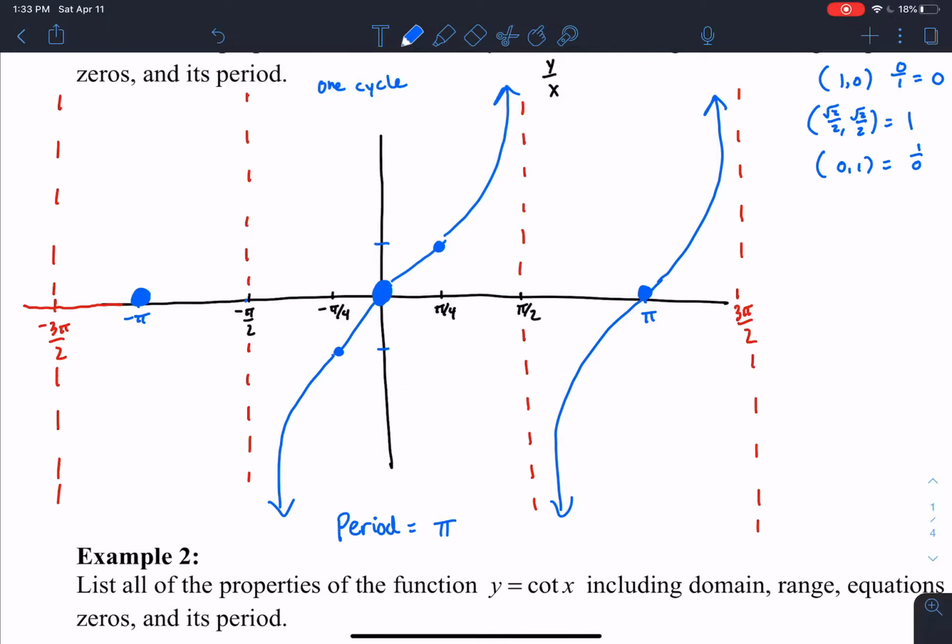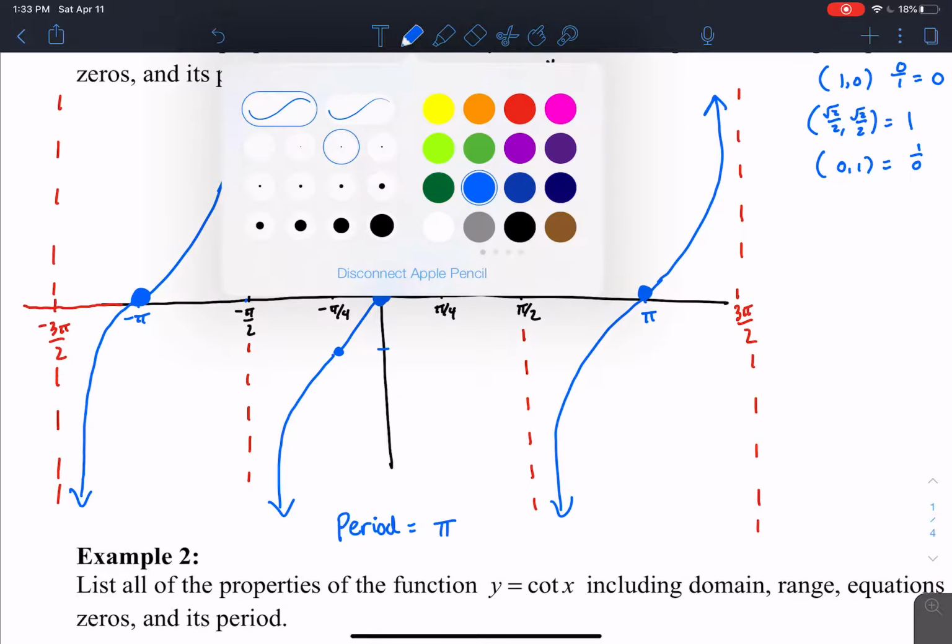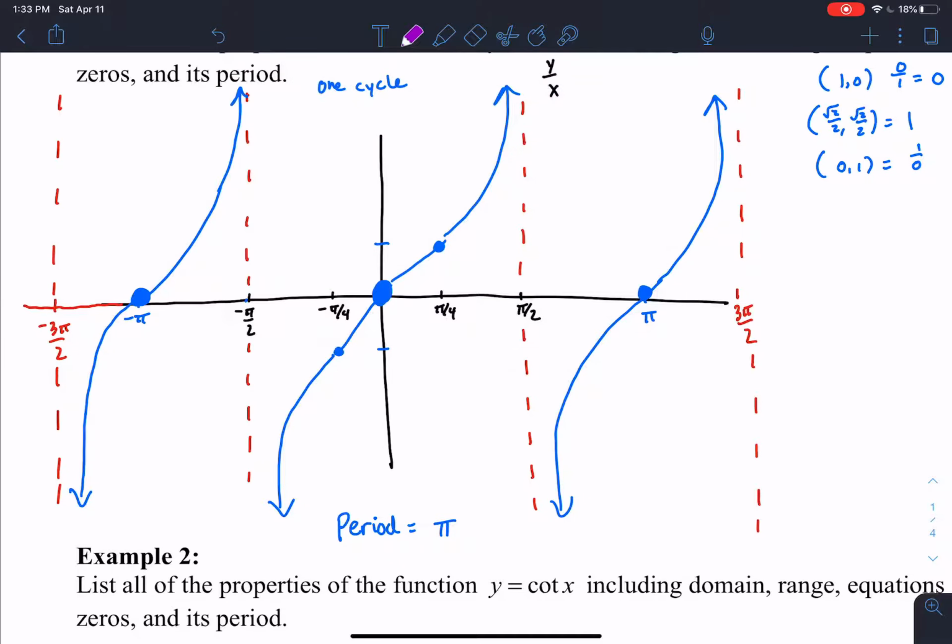All right, and then again, you start at the bottom and you finish up at the top. Okay? So again, the biggest thing for tangent is the period, right? So again, the distance between the points is the period, or pi, and then also the distance between the asymptotes is also the period, which is pi. Okay?